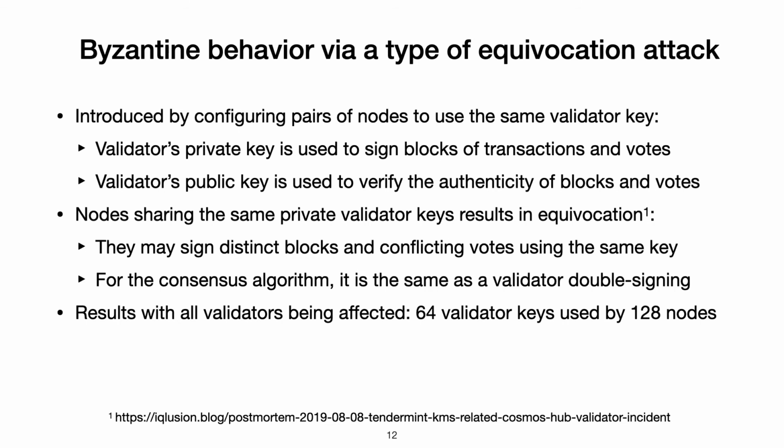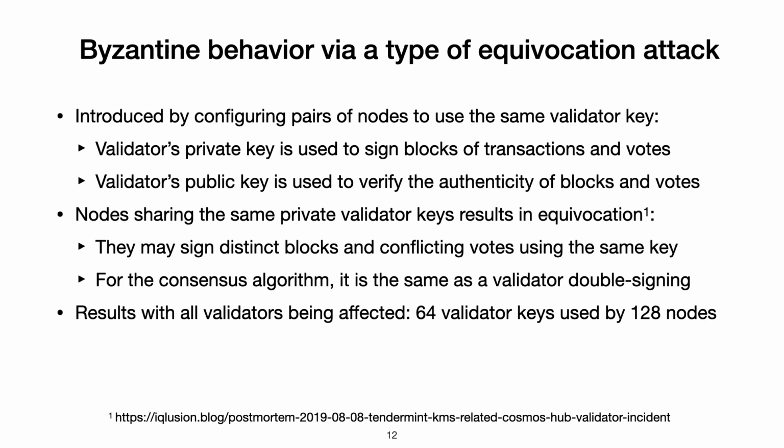In Tendermint, each validator owns a cryptographic key pair. The private validator key is used to send out the consensus messages, meaning the blocks of transactions the validator proposes and the votes the validator casts. The public validator key is supposed to be known by all the participants and uniquely identify the validator. It is also used to verify the authenticity of the message sent by that validator. When nodes share the same validator key, we get equivocation.